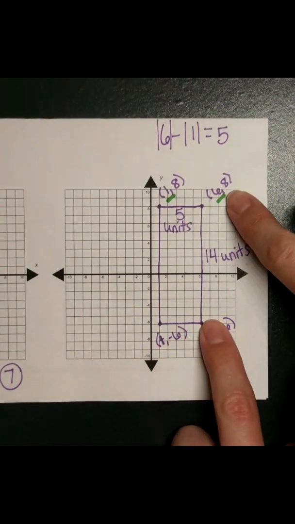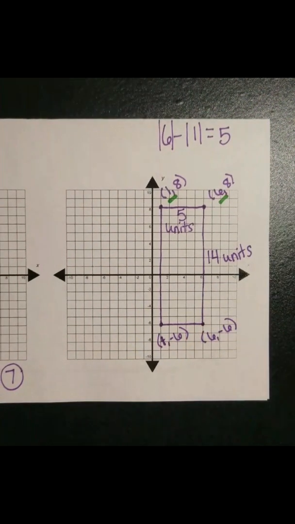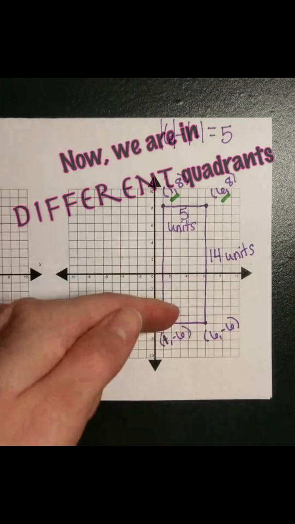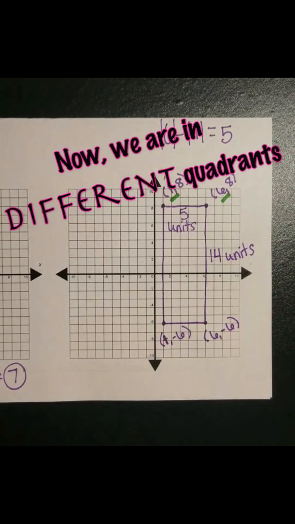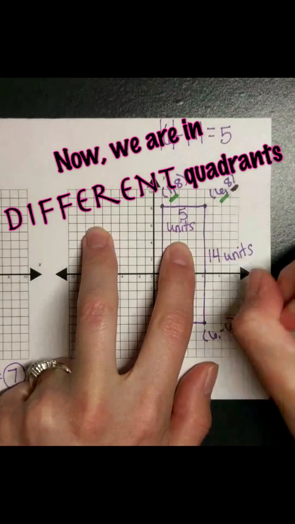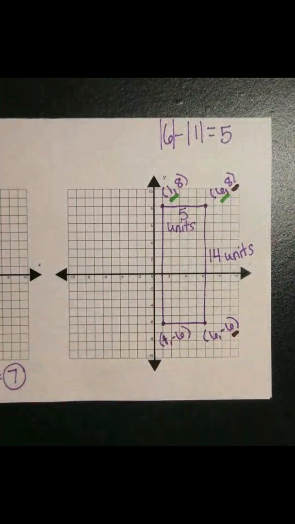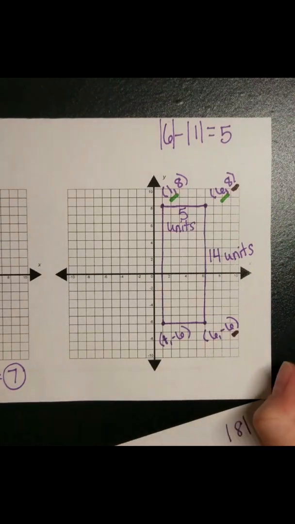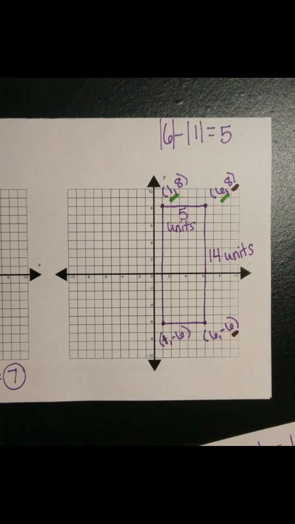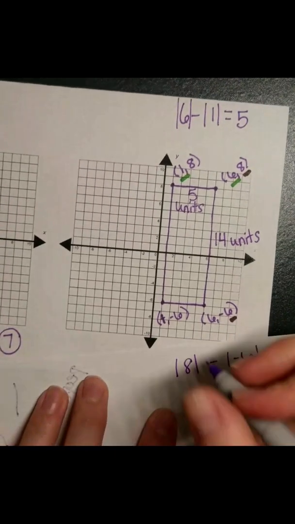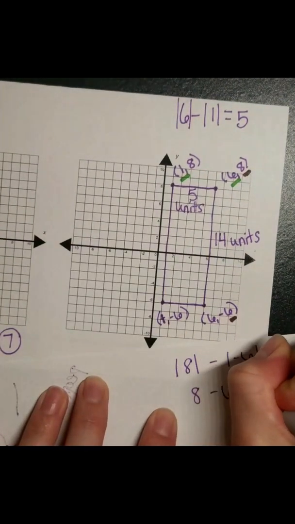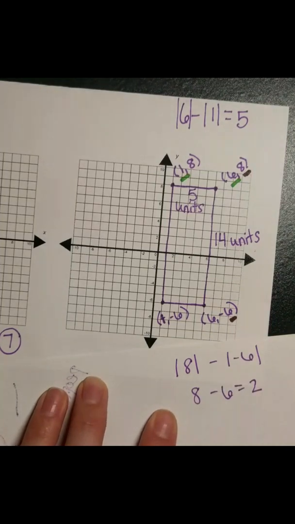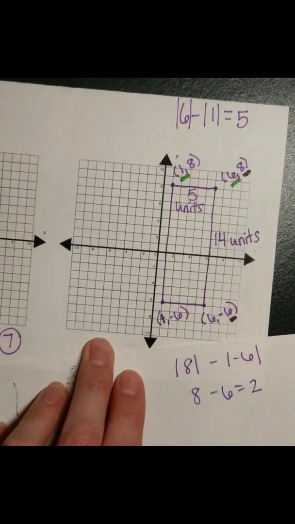But over here, for this vertical side length, we are in a different quadrant, quadrant 1 and quadrant 4. So let's look at our y values because we're dealing with a vertical. 8 and negative 6. Well, if I do the same thing, the absolute value of 8 minus the absolute value of negative 6, this is telling me to do 8 minus 6, which is 2. That doesn't make sense. We can tell just by looking this side length is not 2.